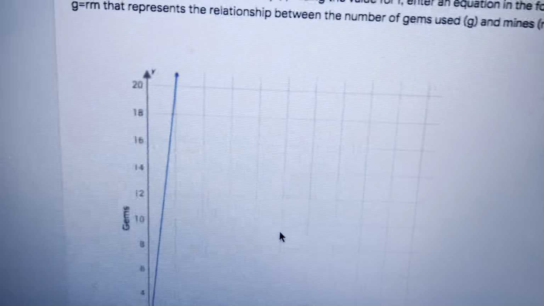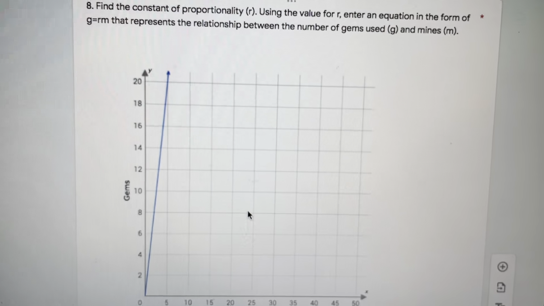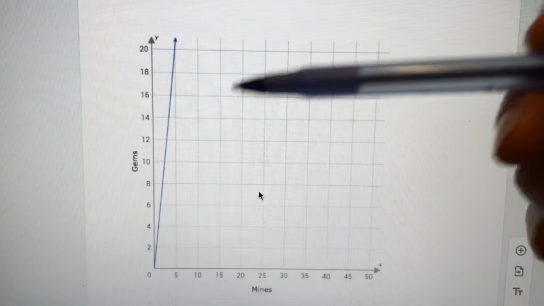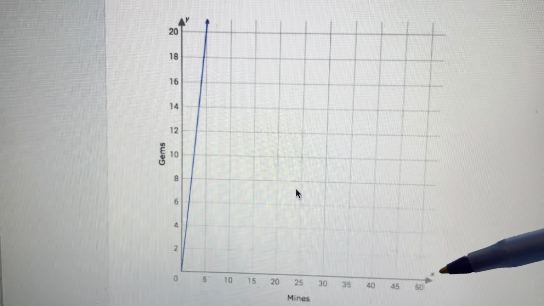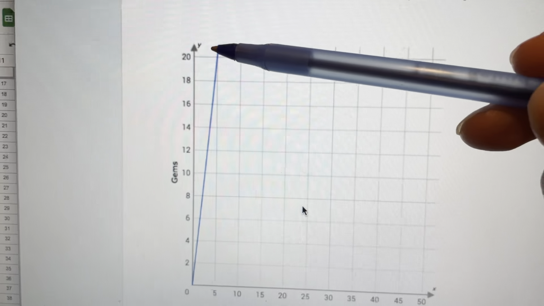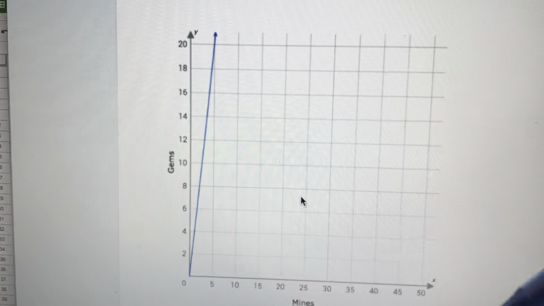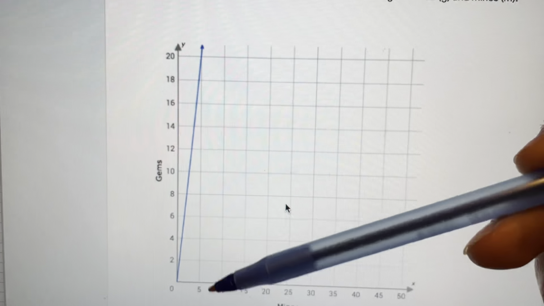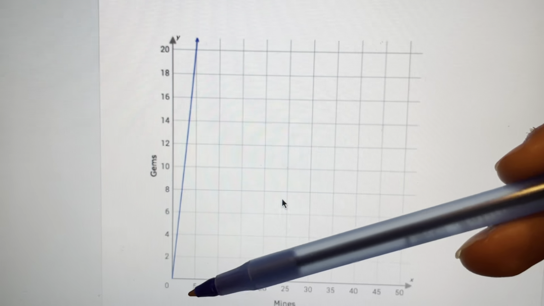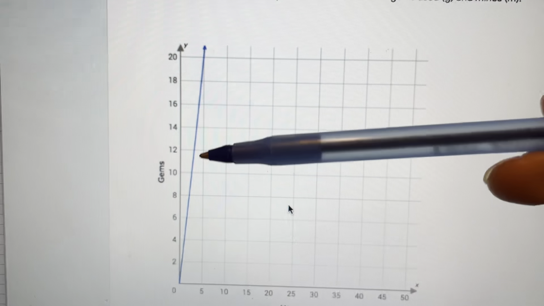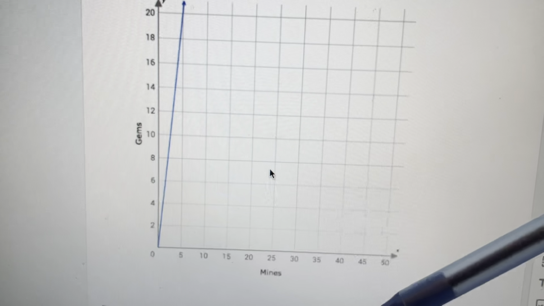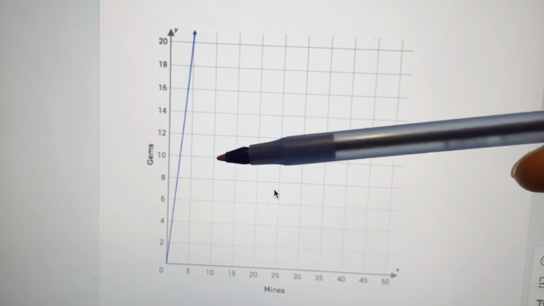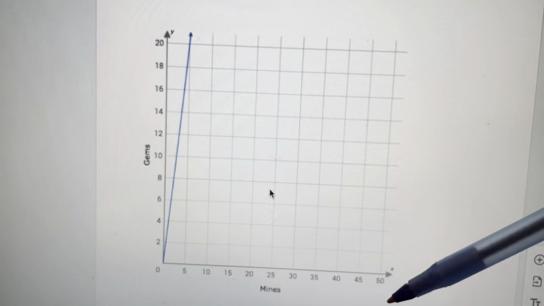So how did we do this before? Let's just go back to memory lane. What we have to do is find a point on the line, because this is my x-axis and that's my y-axis. So remember, it's y over x. That's the constant of proportionality. Basically, it's what's the distance between the points. So how do I find out what's y over x? Well, we have to find a point on the line to get my y and to get my x.